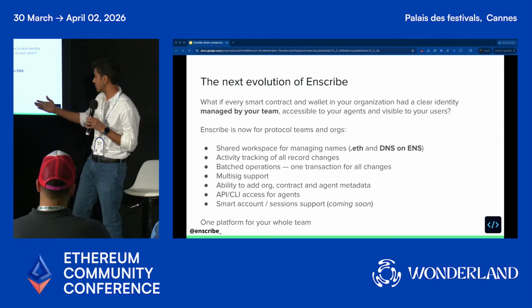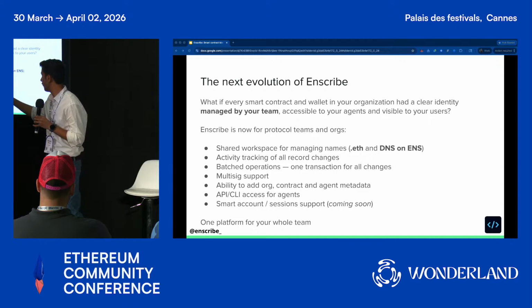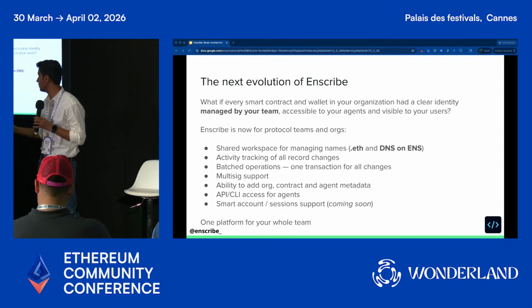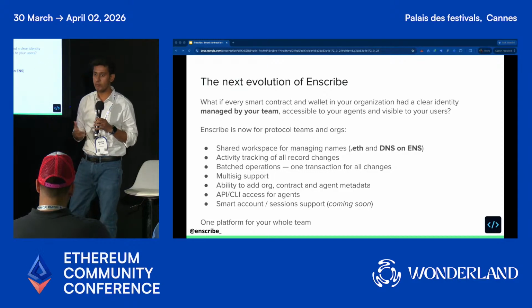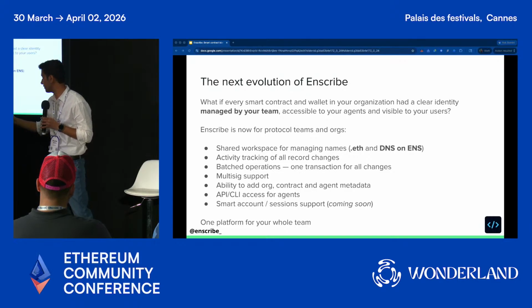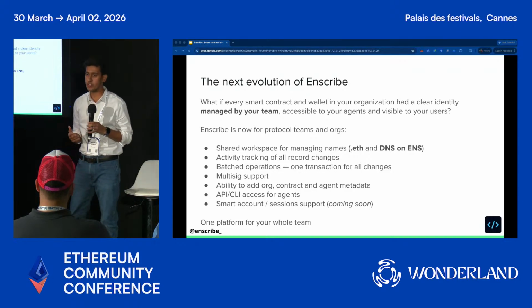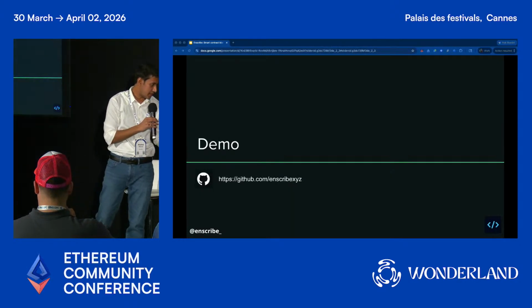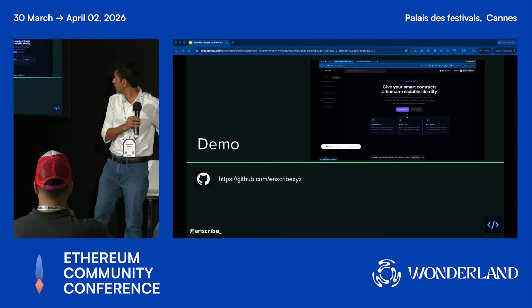Some of the features include a shared workspace for managing names. Then you can track all your activity. Then you have batched operations, multi-sig support, and the ability to add org, contract, and even agent metadata. Then you have API and CLI access for agents. And lastly, we are also introducing smart account and smart session support. So I'll just go to the demo.